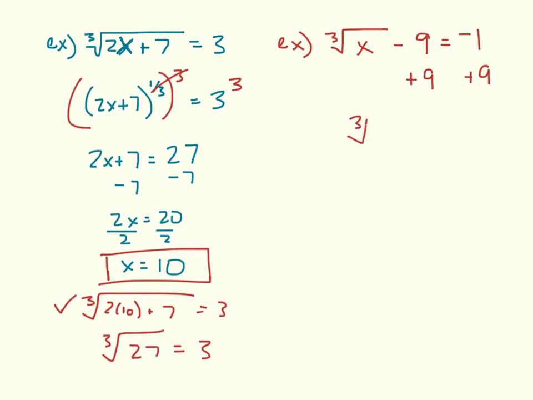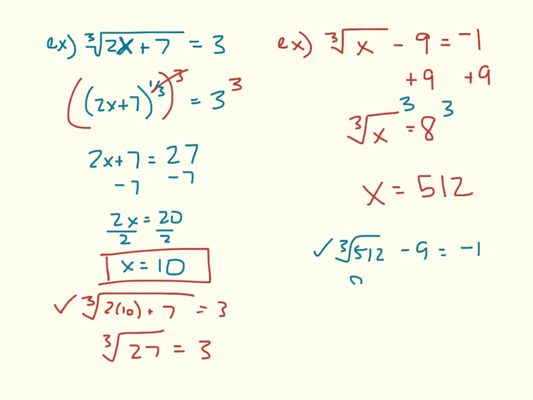So now the cube root of x equals 8. Alright, to get rid of this cube root, I cube both sides. And I'm left with x equals 8 cubed, which is 512. Real quickly, I'll check myself. The cube root of 512 minus 9 equals negative 1. 8 minus 9 equals negative 1. Yeah, that works. So x equals 512 is my answer.